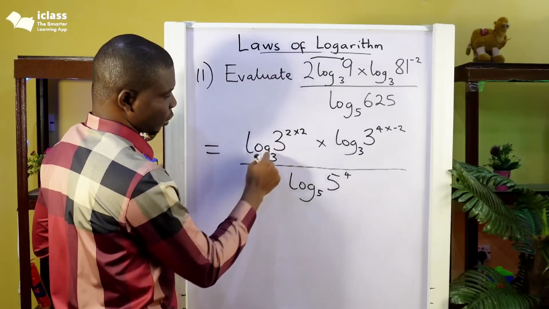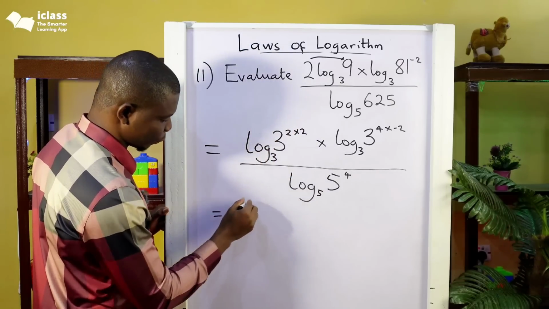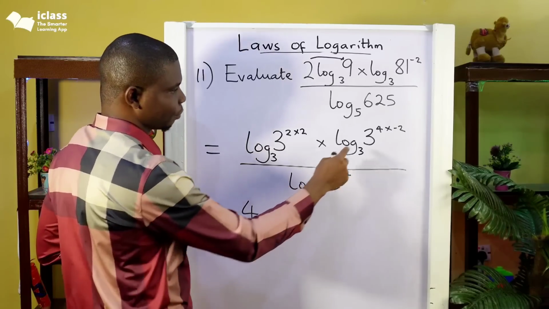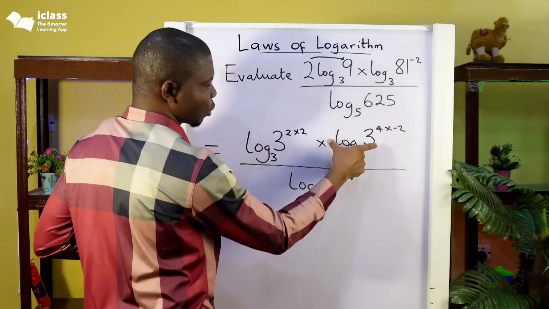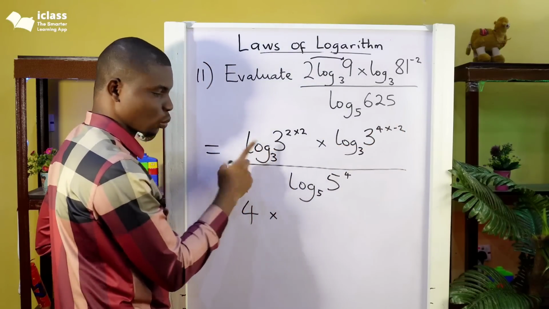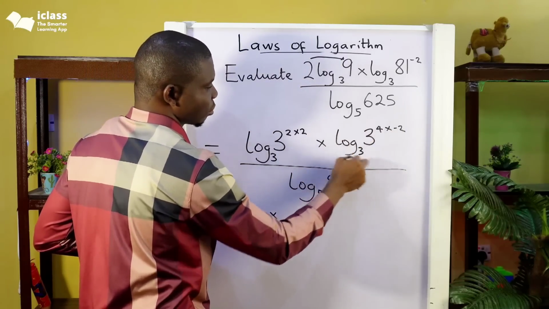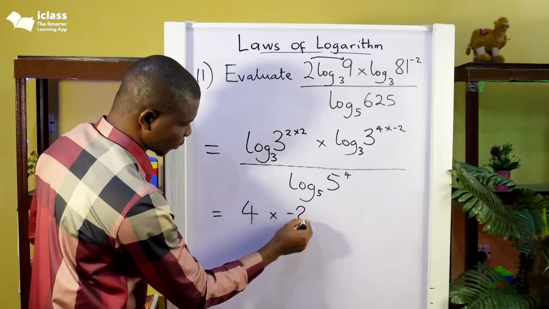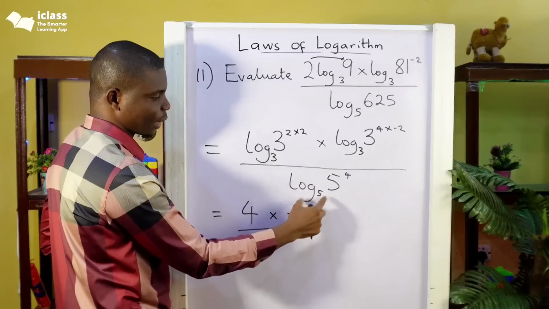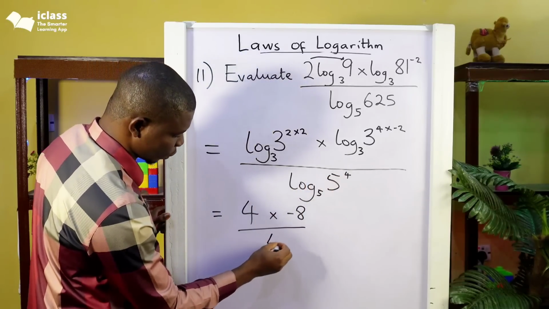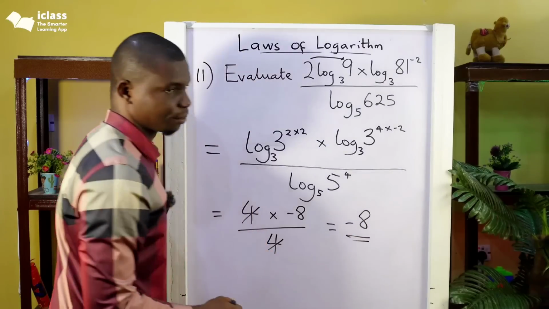So this one will be 4 times 1. So we have 4 here, multiplied by, this is minus 8. 4 times minus 2 is minus 8. Minus 8 times 1. You know, log 3 base 3 is 1. So minus 8 times 1 is minus 8. Then over 4 times 1. Log 5 base 5 is 1. 4 times 1 is still 4. So this 4 will cancel 4, and we are left with minus 8 as our answer.